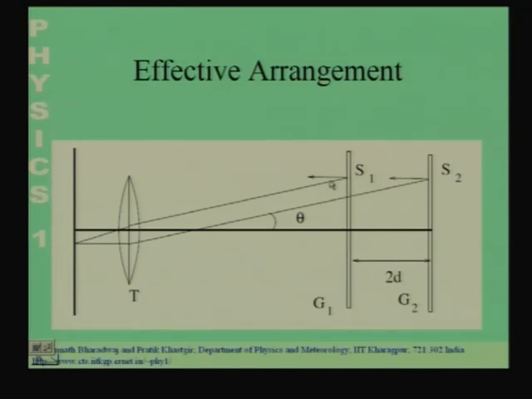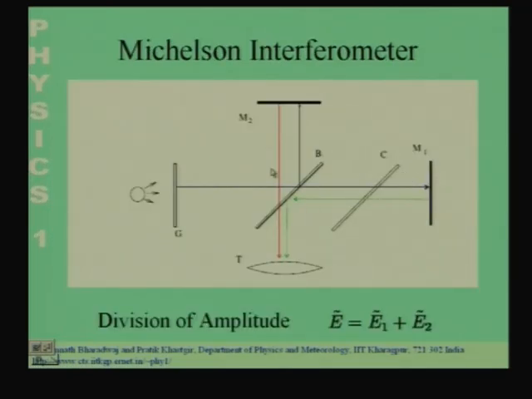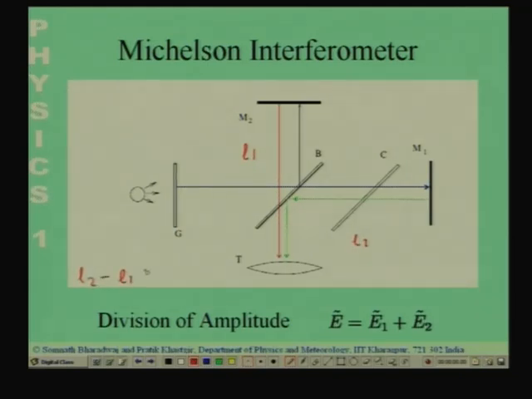These two images will not in general coincide. If the difference in these arm lengths is D, so if one of the arm lengths is at a distance L1 from the beam splitter and the other arm length is at a distance L2 from the beam splitter, then the difference in distance we will call D. So if L2 is larger, then L2 minus L1 I will refer to as D.